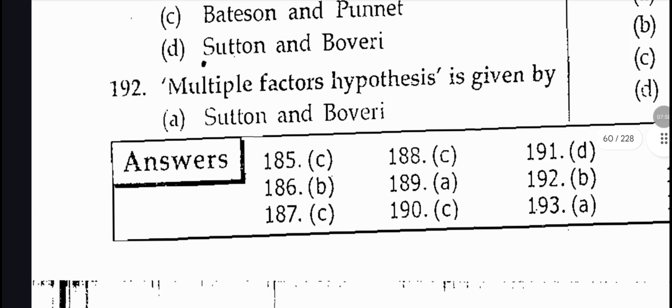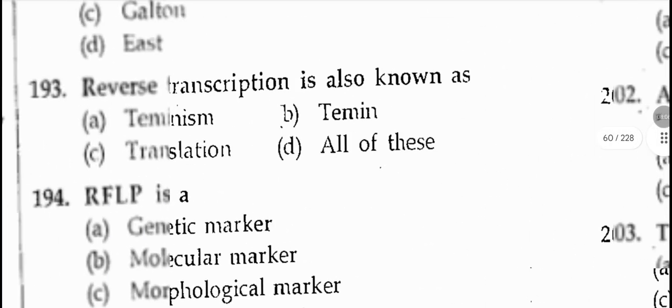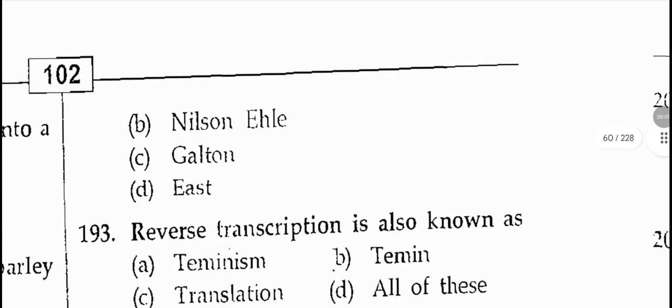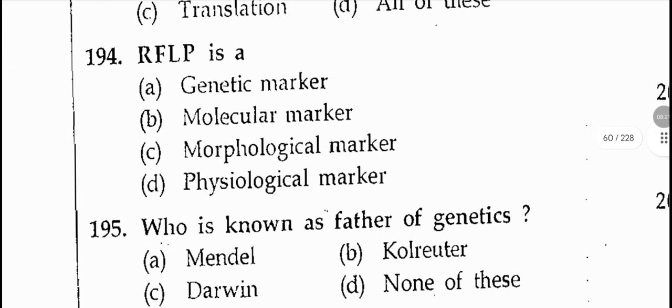Question number 192. The multiple factor hypothesis was actually given by, that is option B, Nilsson-Ehle. Question number 193. Reverse transcription is also known as teminism. 194. RFLP is a molecular marker.